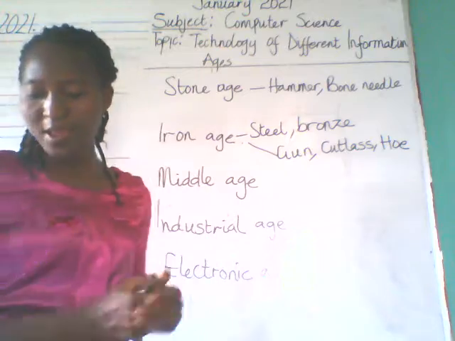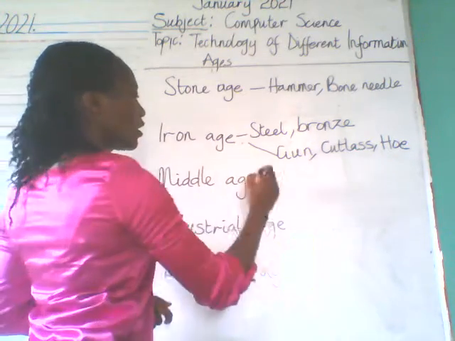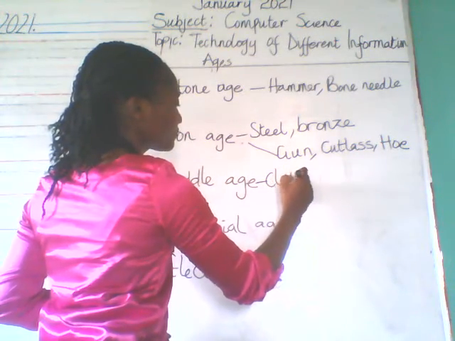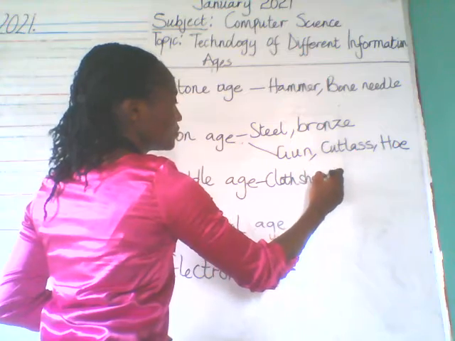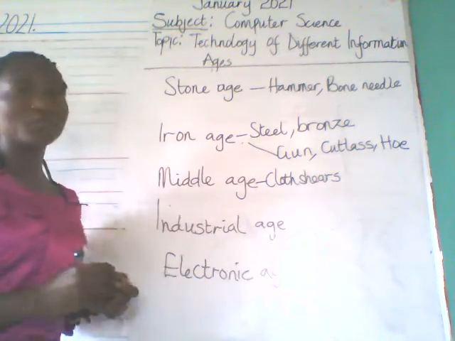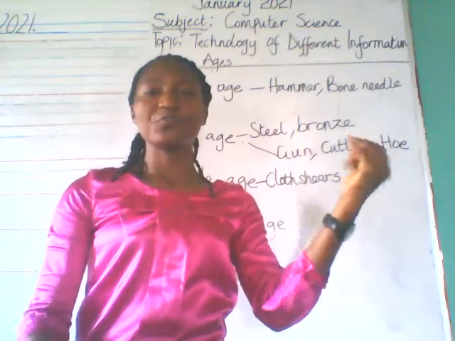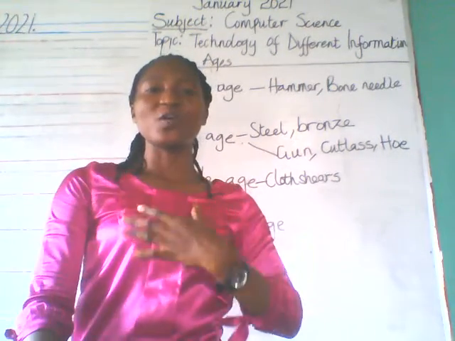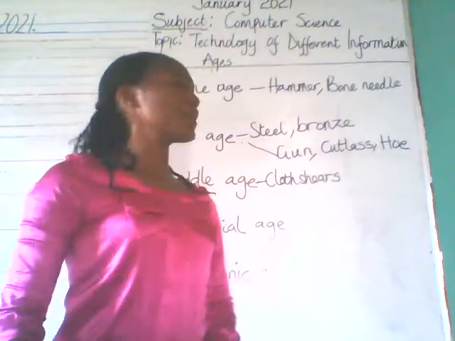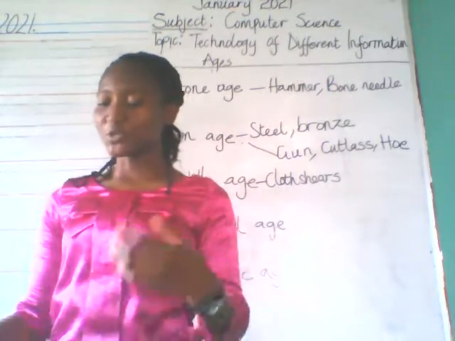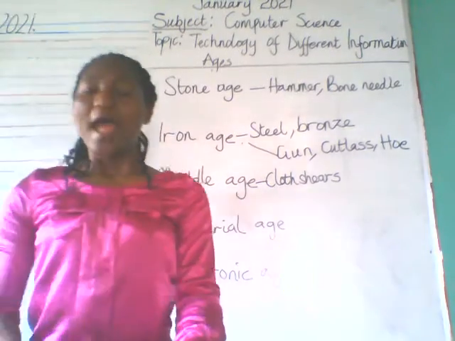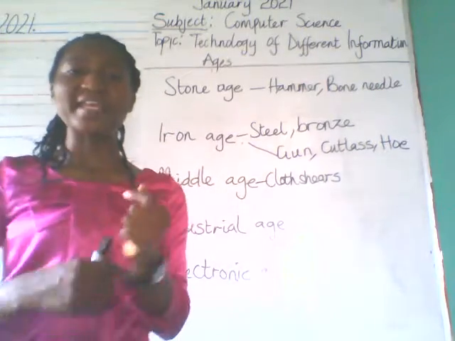What are they? We have the clothes share, like when you watch an old film, you see the clothes that they wore during that time. We call it a clothes share. So it's used for what? Clothing. Another one is the feather pen and ink.